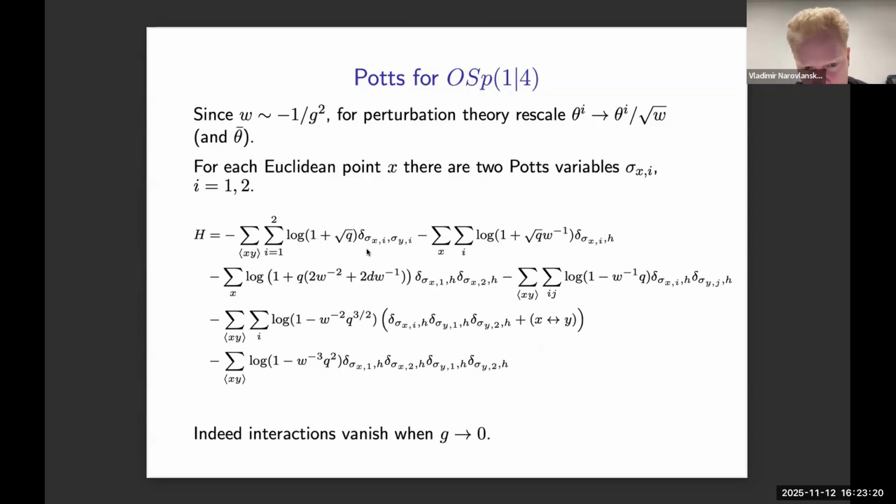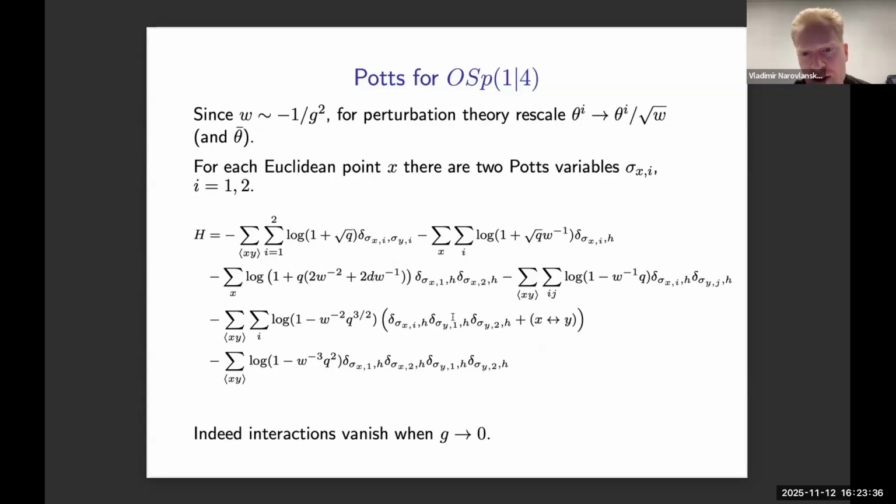Okay, of course, the details are not very important. But you have, as you would expect, nearest neighbor terms, just the usual Potts terms. And you have various higher interactions, deltas with the magnetic field.